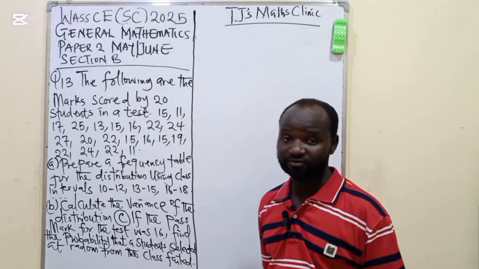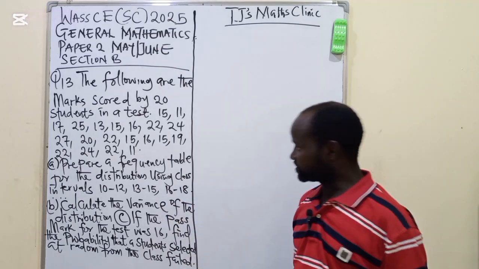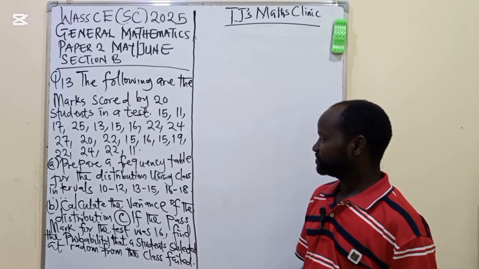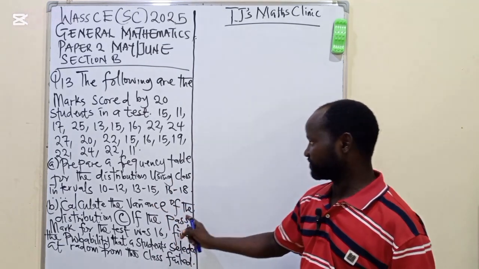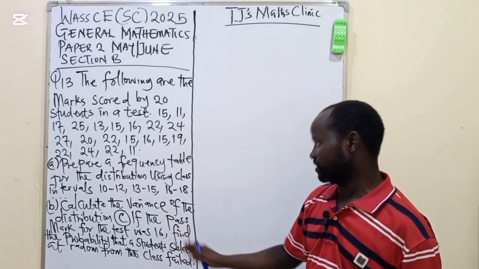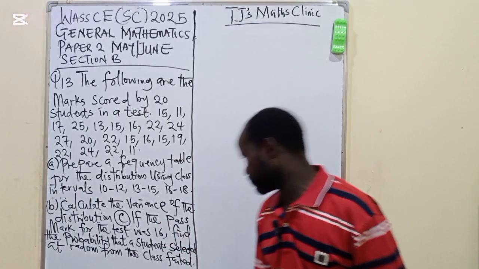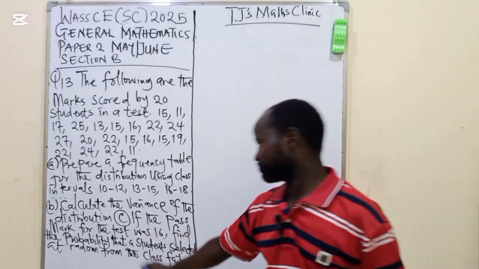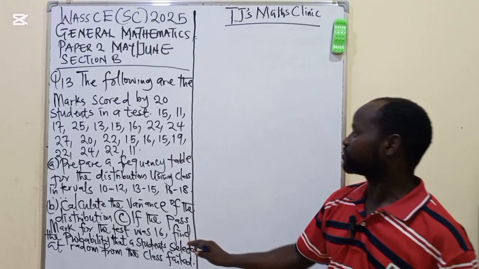class intervals of 10 to 12, 13 to 15, 16 to 18. That's A. B: calculate the variance of the distribution. That's B. C: if the pass mark for the test was 16, we are asked to find the probability that a student selected at random from this class failed.